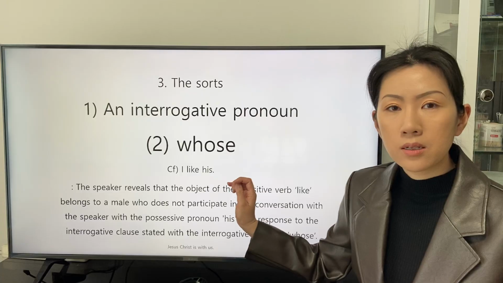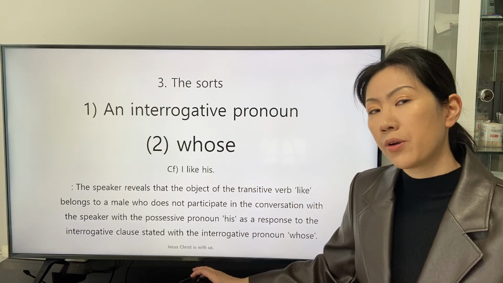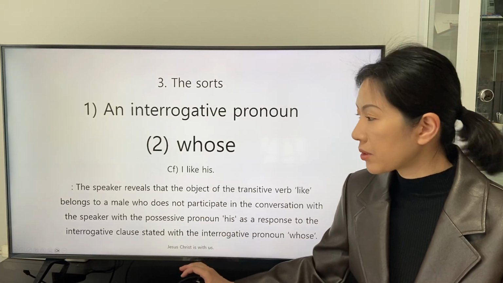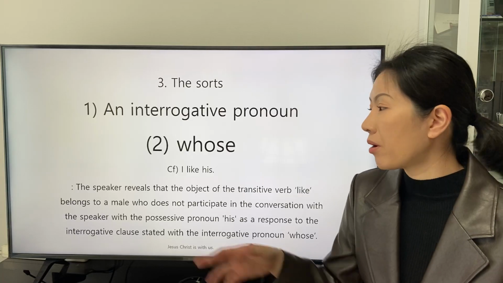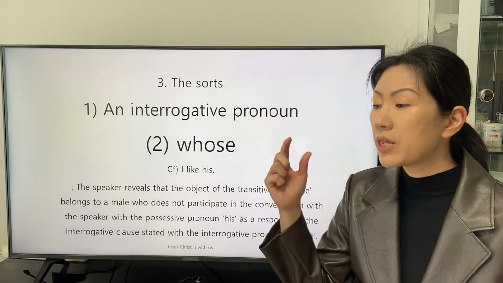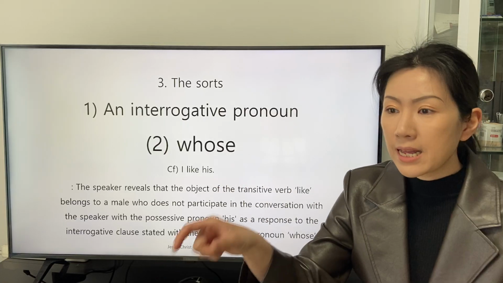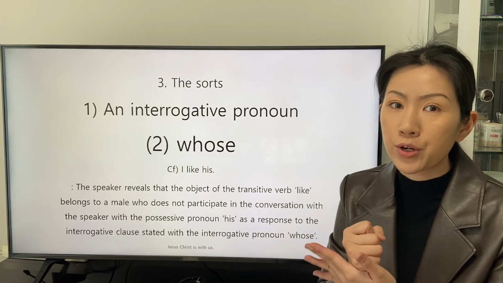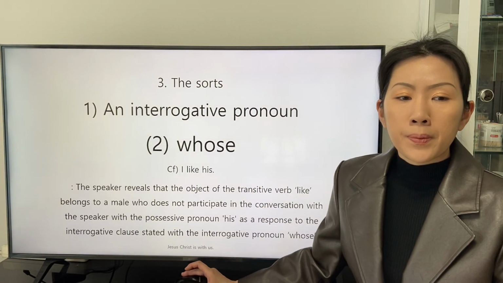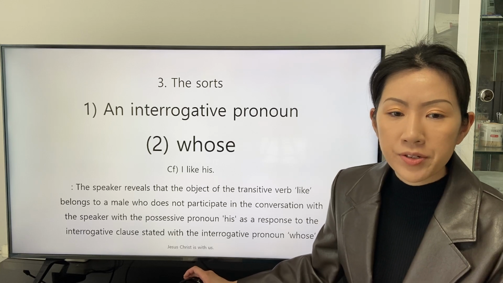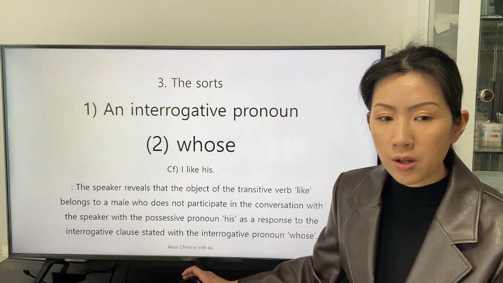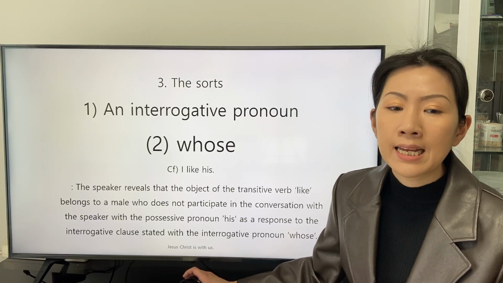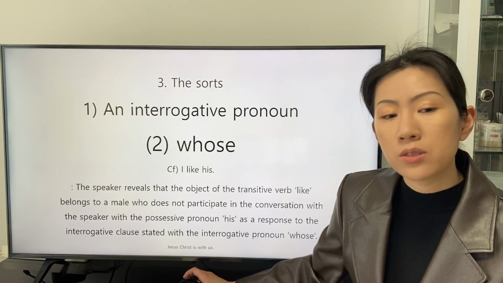There is a conference. It is one of the responses to the interrogative clause Whose do you like? The conference is this: I like his. The speaker applies the possessive pronoun his to indicate the object that belongs to a male who does not participate in the conversation with the speaker. The speaker reveals this with the possessive pronoun his as a response to the interrogative clause stated with the interrogative pronoun whose.